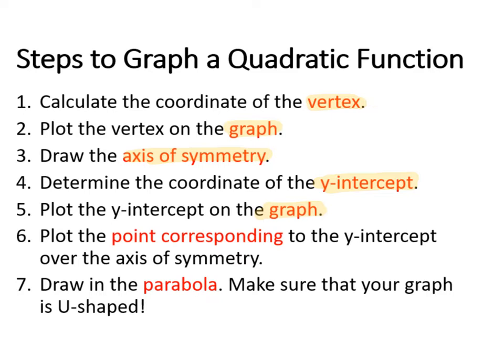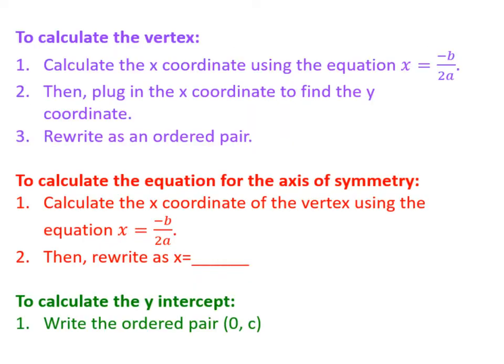Then you're going to plot the point corresponding to the y-intercept over the axis of symmetry and draw in your parabola, making sure that it's U-shaped. On this slide is a review of the formulas and steps to calculate the vertex, axis of symmetry, and y-intercept in case you forget any of the parts.